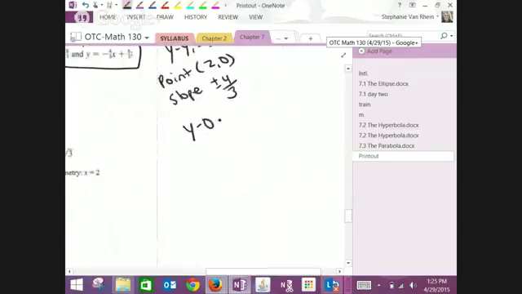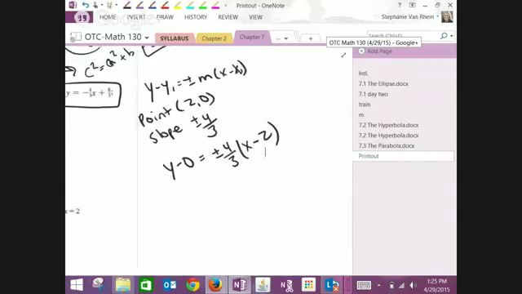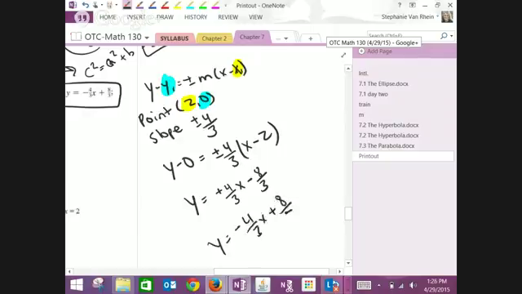So I have y minus 0 equals plus or minus 4 over 3, x minus 2. You guys see that? Where I plugged in the x component to the x1 component and the y component to the y1 component. So I have y equals plus 4 over 3 x minus 8 over 3. Oops, forgot my x. Or I have y equals minus 4 over 3 x plus 8 over 3.